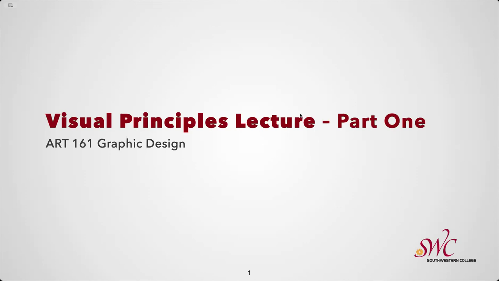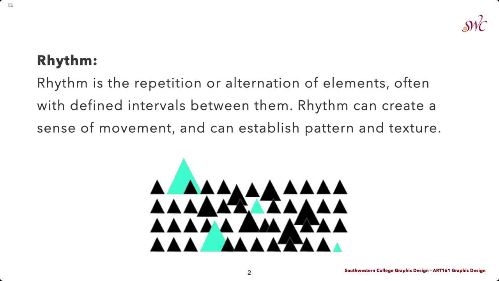This is the Visual Principles lecture for part one of the ART161 graphic design class that will cover the second 6 design principles for part one of this project. Now, we looked at the first 6 principles in the previous lecture, and the 7th principle that we are looking at is going to be rhythm.